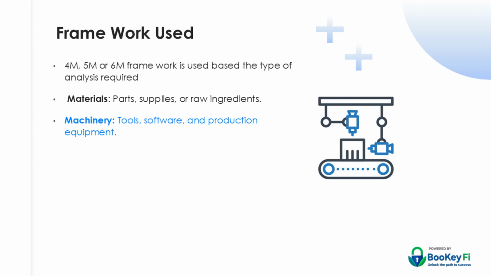Machinery. Machinery focuses on the tools we use to do the work. This covers heavy factory equipment, hand tools, and even the software on our computers. We ask, is the machine broken, outdated, or poorly maintained?